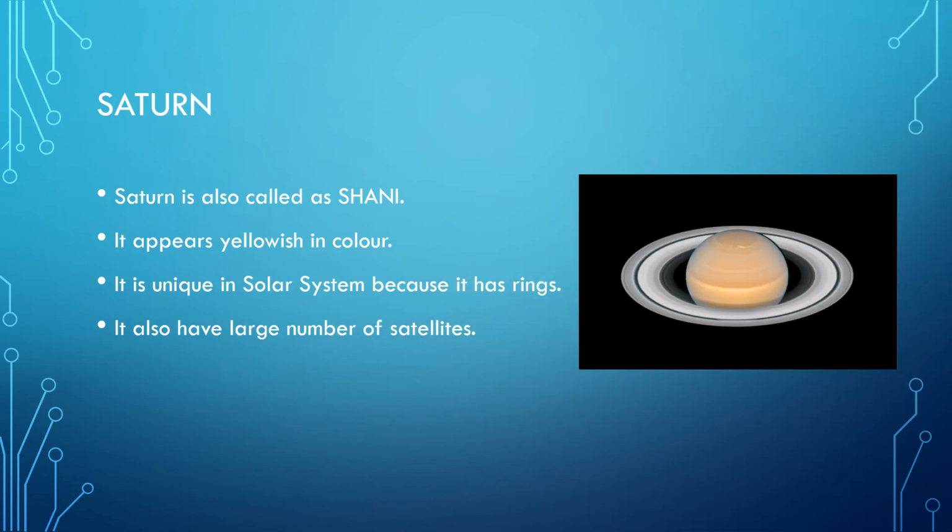Now, our sixth planet in our solar system is Saturn. Saturn is also called Shani. It appears yellowish in color. It is unique in the solar system because it has rings. It also has a large number of satellites like Jupiter.